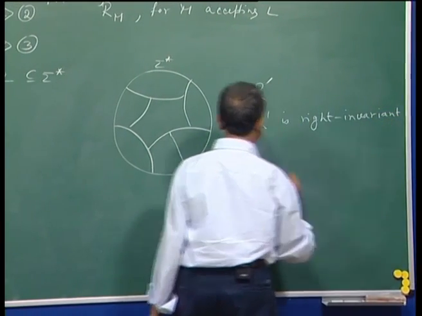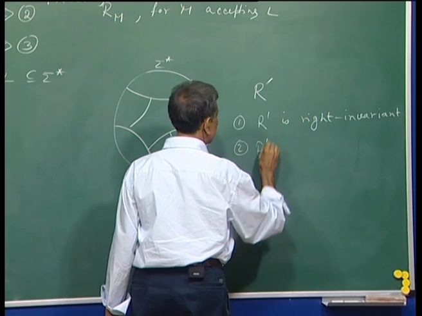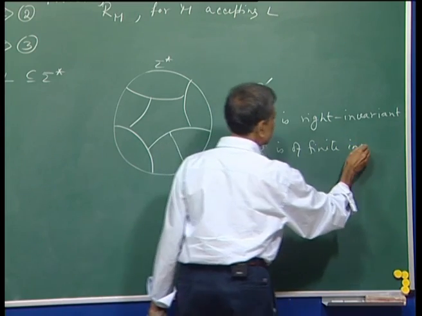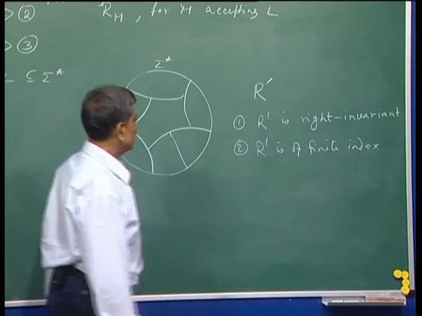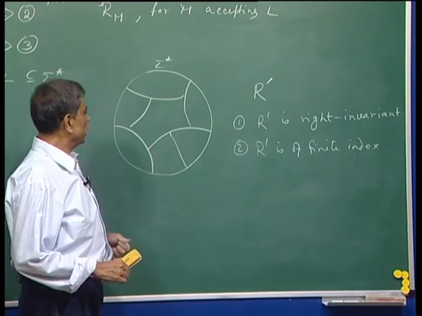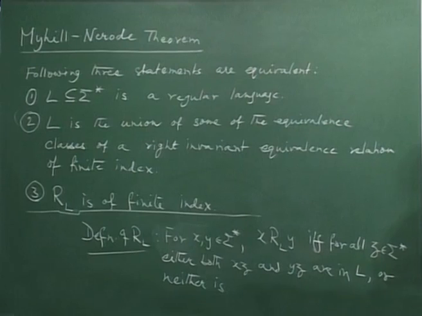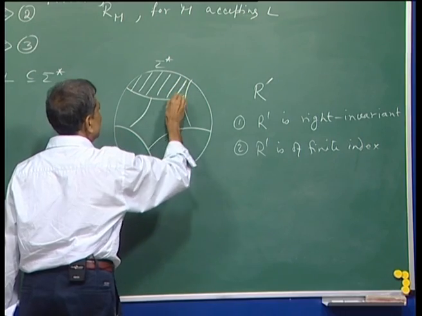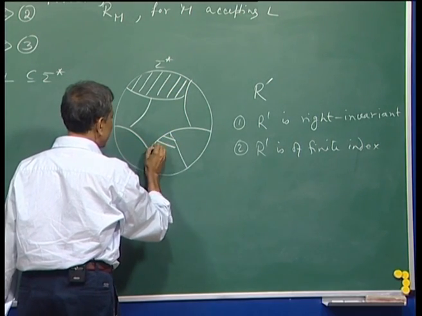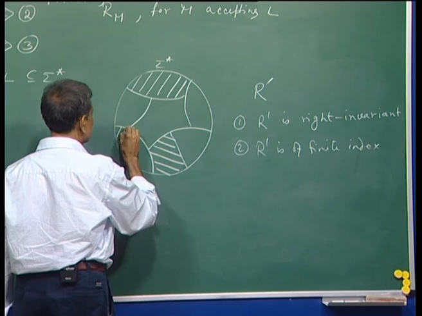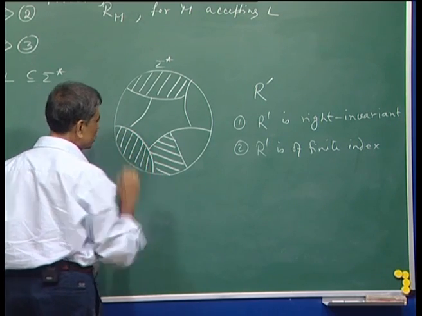And R dash is of finite index, which means the number of equivalence classes for R dash is finite. So, this number of such equivalence classes is finite, and now we are saying that L is the union of some of the equivalence classes. So, the language solely consists of some equivalence classes taken entirely. Maybe this one also. This is just a picture, of course.